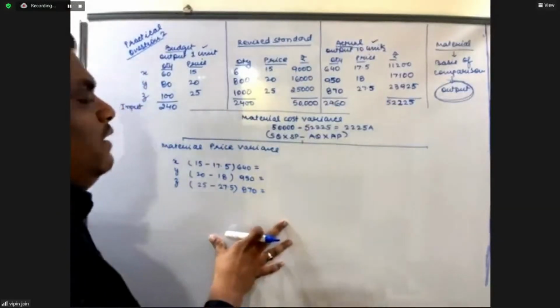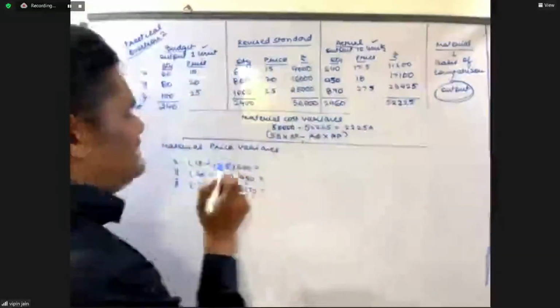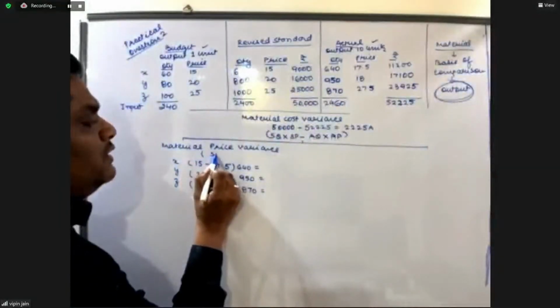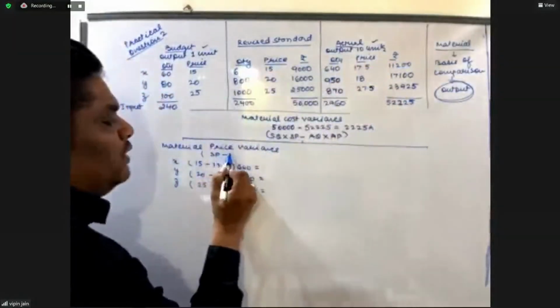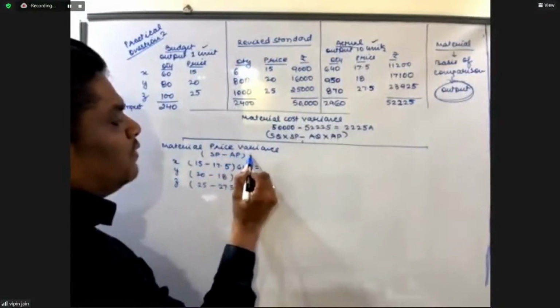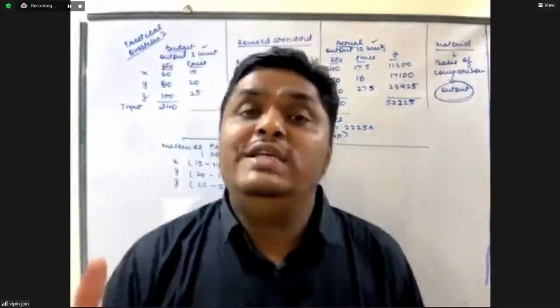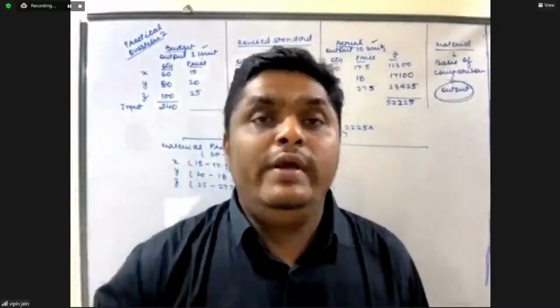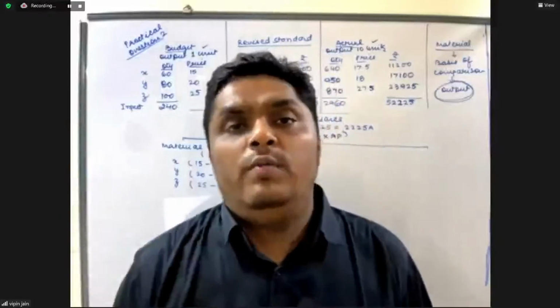Herein again, we have to write the formula also. You guys can derive the formula very easily. That is standard price minus actual price into actual quantity. The major point is that you should understand how these formulas are prepared. No need to rote-learn this formula. Try to prepare your own formulas.